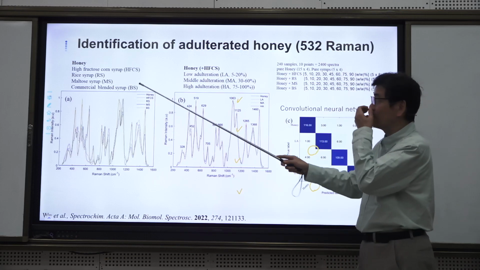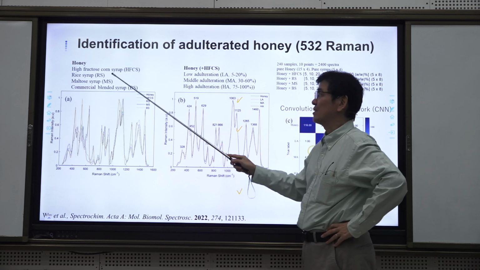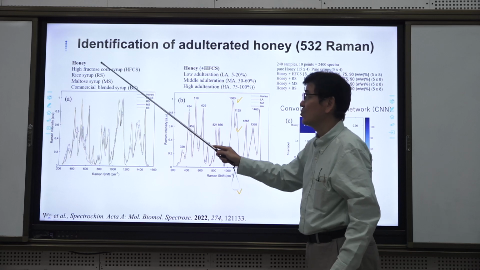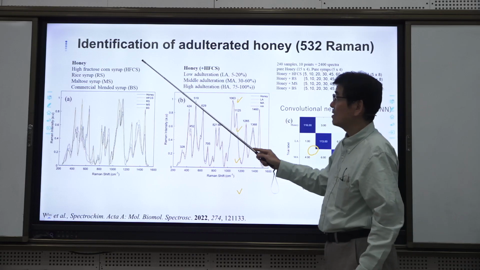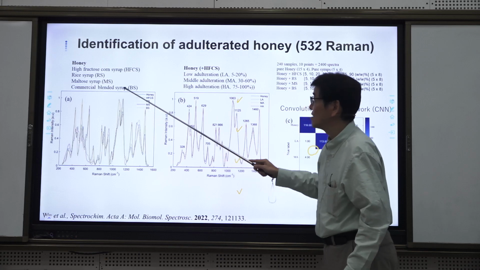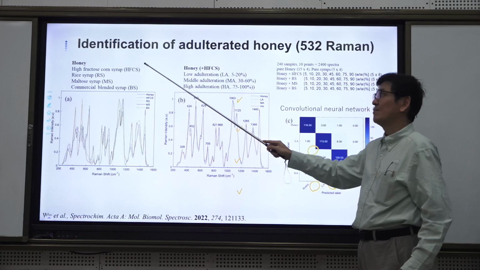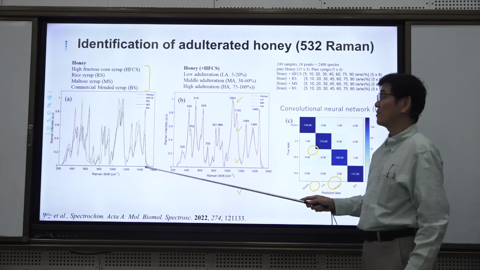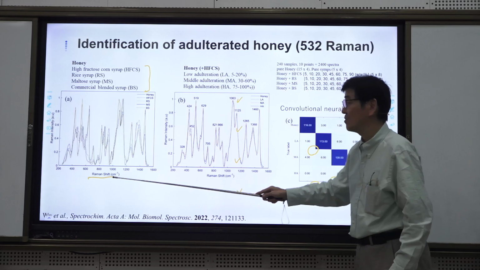So they want to add some additional sugar to honey to increase the volume. And these kinds also include high fructose corn syrup, rice syrup, maltose syrup, blended syrup. Some syrups may be added to honey, but their content is distinct from the natural honey. So the difference can be detected on the Raman spectrum in this case, on the vibrational spectrum.